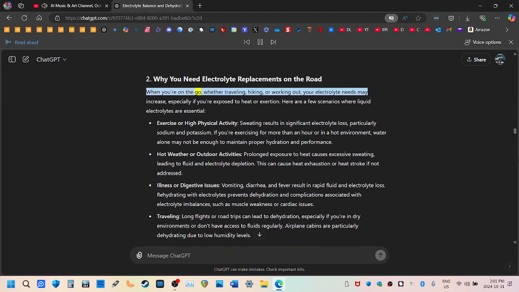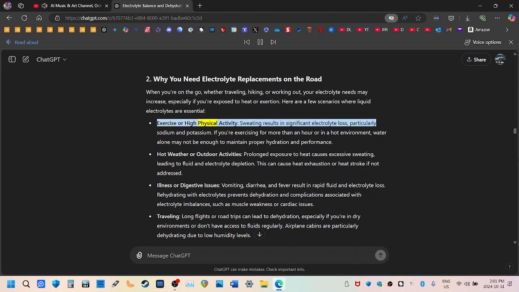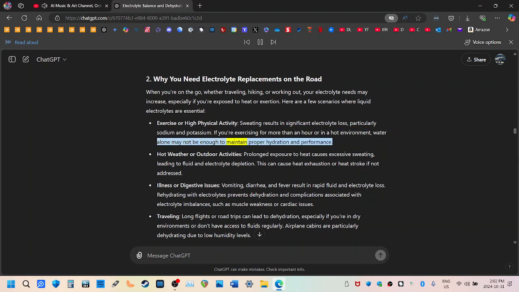When you're on the go, whether traveling, hiking, or working out, your electrolyte needs may increase, especially if you're exposed to heat or exertion. Here are a few scenarios where liquid electrolytes are essential. Exercise or high physical activity. Sweating results in significant electrolyte loss, particularly sodium and potassium. If you're exercising for more than an hour or in a hot environment, water alone may not be enough to maintain proper hydration and performance.